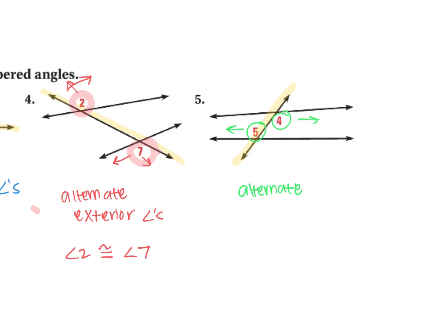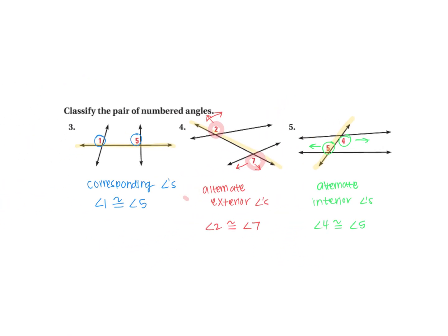In this case, though, these are inside angles. They're inside. So we would say that these are alternate interior angles that we're working with. Alternate interior angles are also congruent. So we could say that 4 is congruent to angle 5.